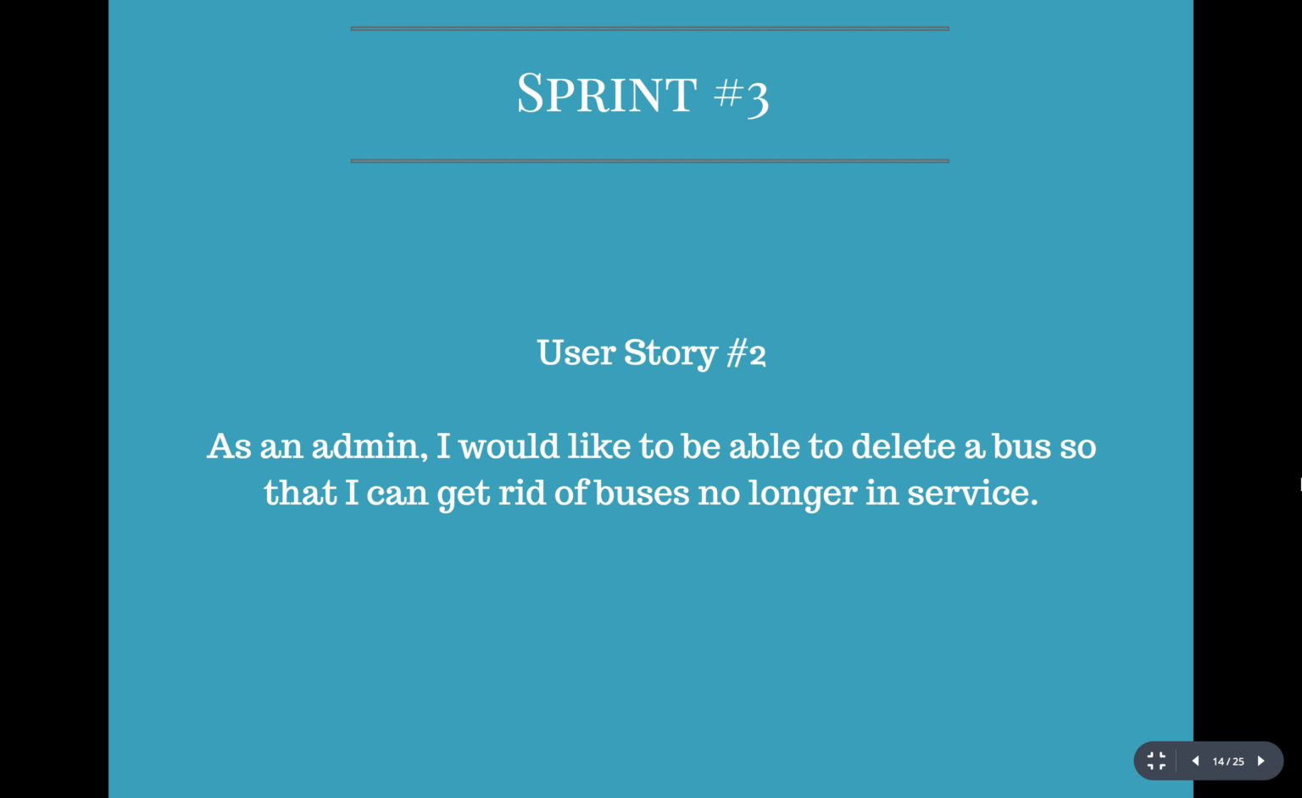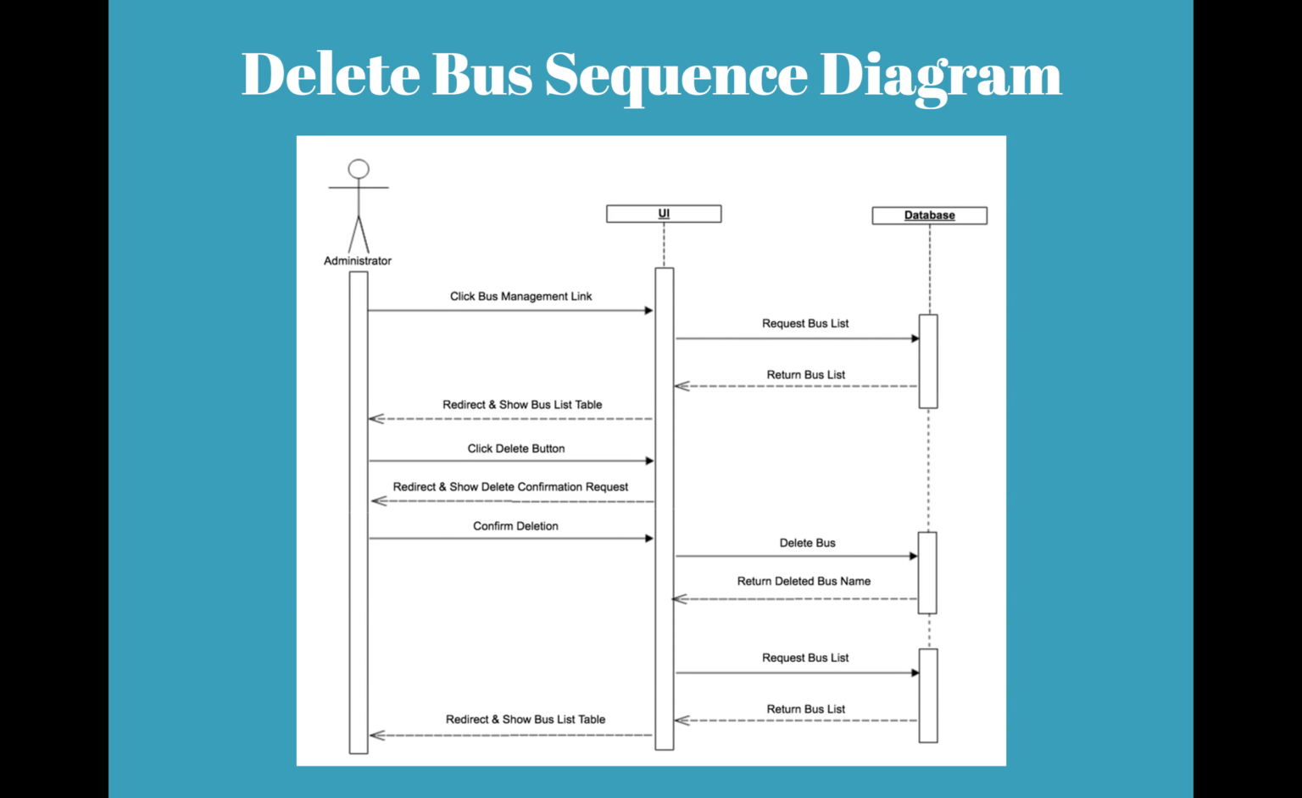My second user story for Sprint 3 was, as an admin, I would like to be able to delete a bus so that I can get rid of buses no longer in service. Here is a sequence diagram for this case.